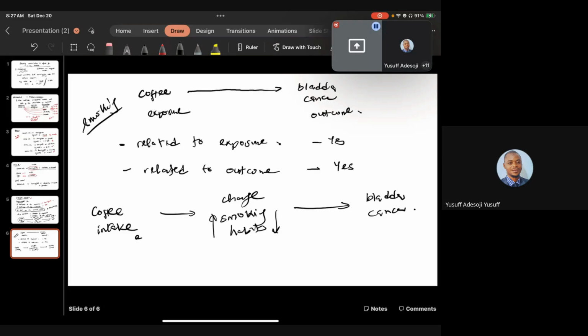Yeah, okay, so that's not really true. Coffee intake does not change smoking habits. Okay? Because if coffee intake changed smoking habits, then smoking would be a mediator, it would not be a confounder. But because coffee intake does not change smoking habits, right, then smoking is a confounder of the relationship of coffee intake and bladder cancer.